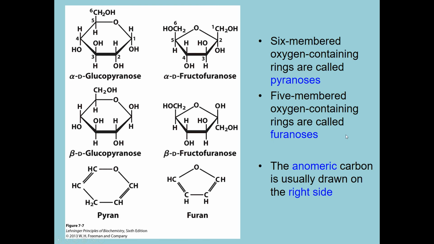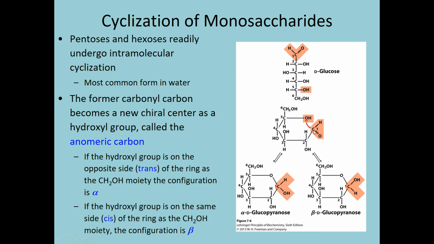So once we get our rings formed, if you have an aldehyde, you're going to form a 6-membered ring called a pyranose. If you have a ketone, you're going to form a 5-membered ring called a furanose. We typically draw our pyranose and furanose rings with our anomeric carbon on the right side. So remember what that anomeric carbon is. The anomeric carbon is the carbon where we had the attack. So right here, the nucleophilic attack happened on your carbon. That becomes your anomeric carbon.